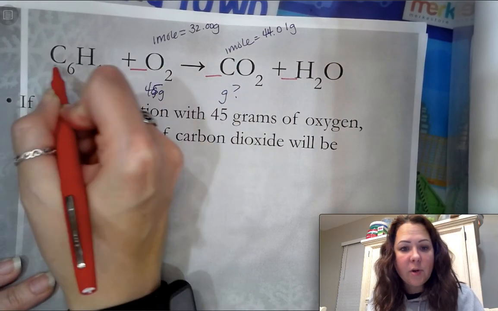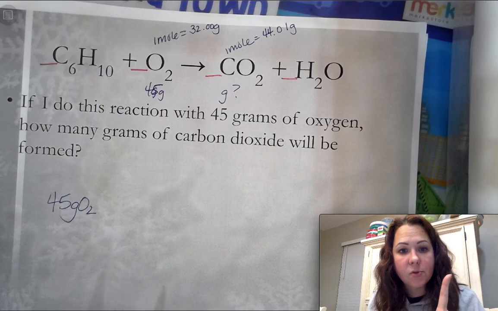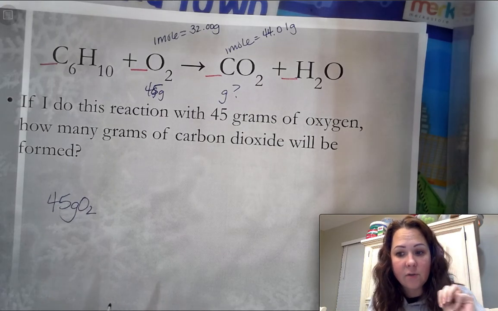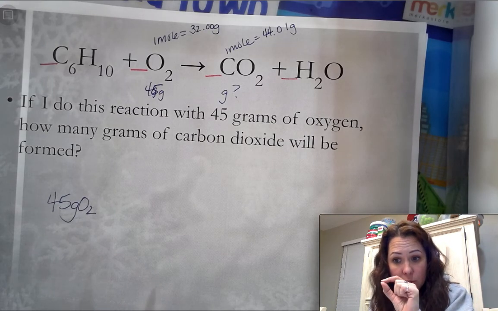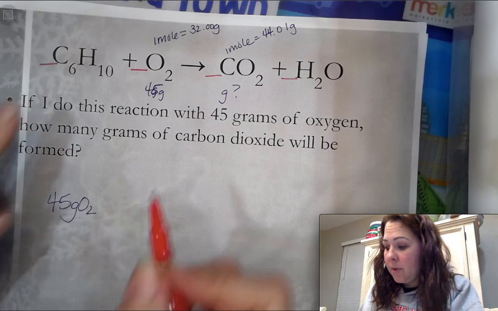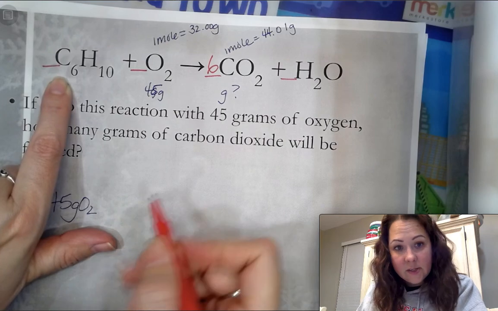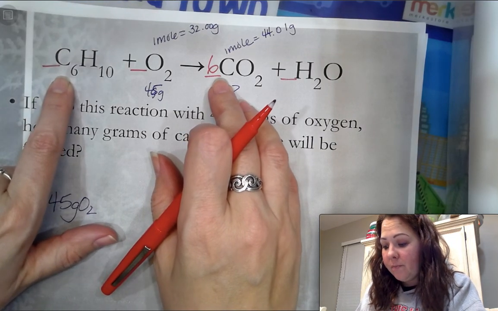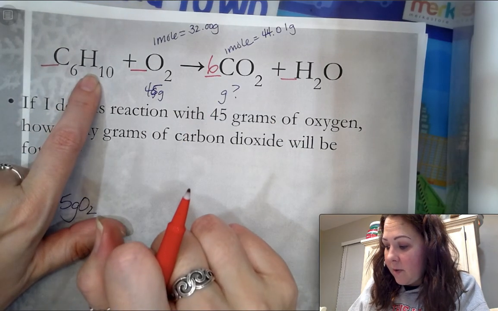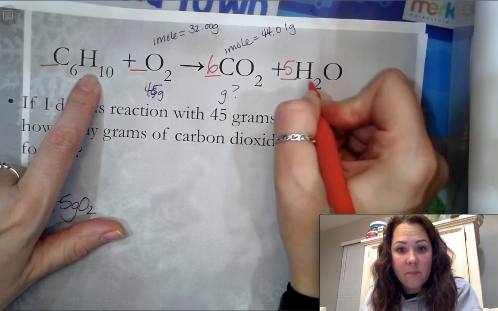Remember, combustion reactions: you're going to balance your carbon first, and then your hydrogen, and save your oxygen for last. C, H, O. So here's 6 carbon. I need 6 carbon. So now I have 6 and 6. My hydrogen, I have 10. 5 times 2 gives me 10.